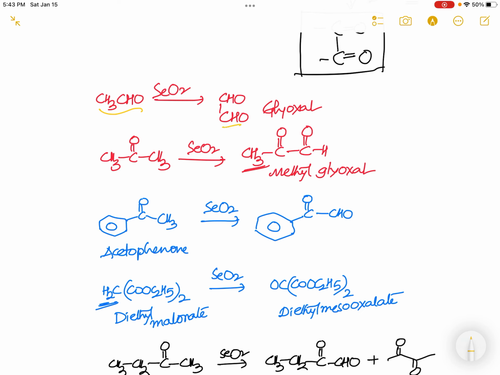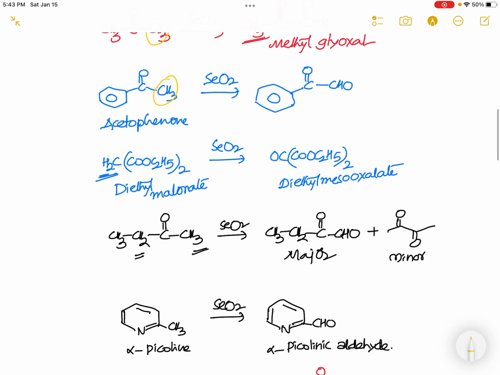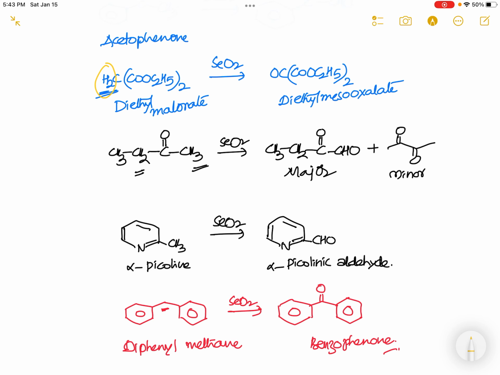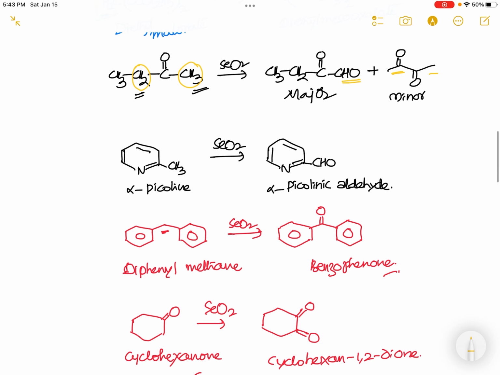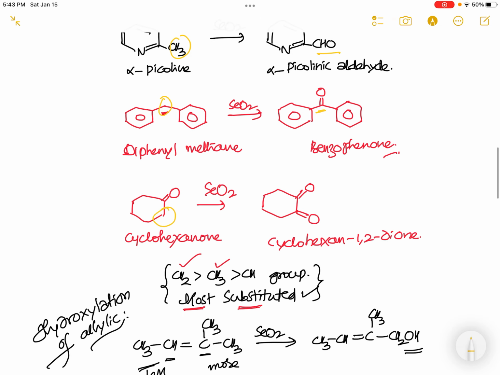CH3CHO is converted to CHO. So this part is oxidized. In this case, this part is oxidized. Here, this is oxidized. Then you can see this part can be oxidized, that is the major product, and this part can also be oxidized. You can check here. This is oxidized. This part is oxidized. This part is oxidized.